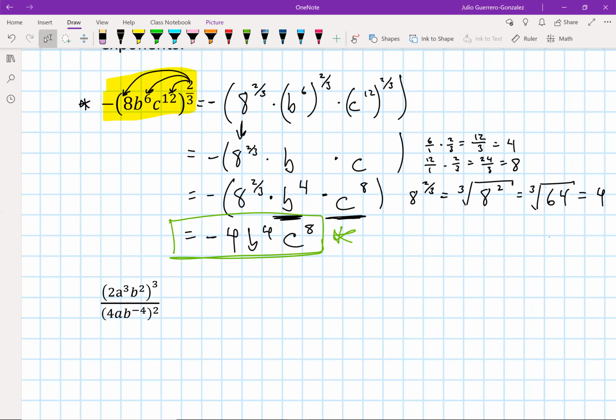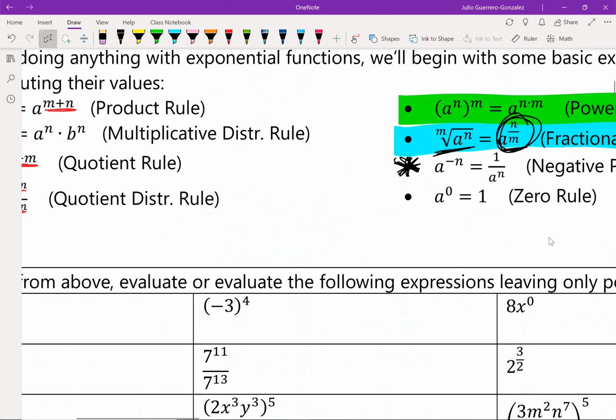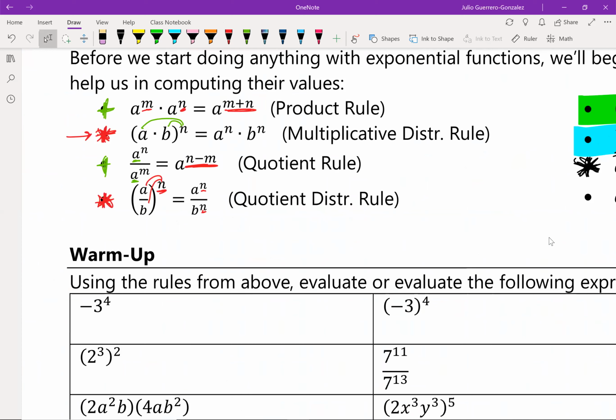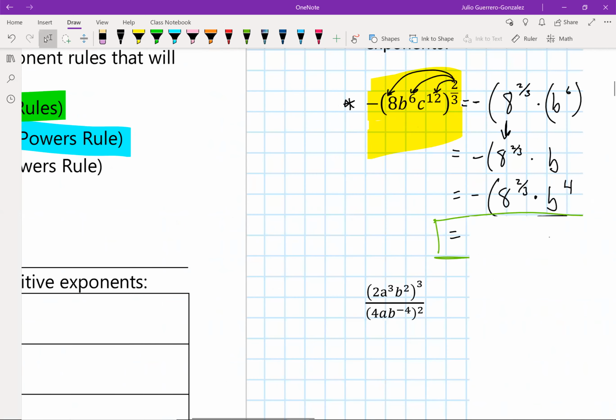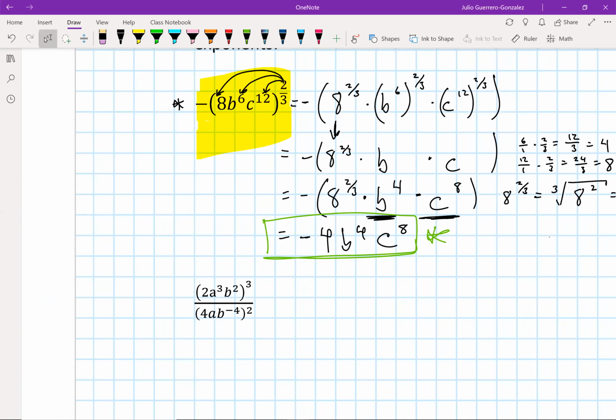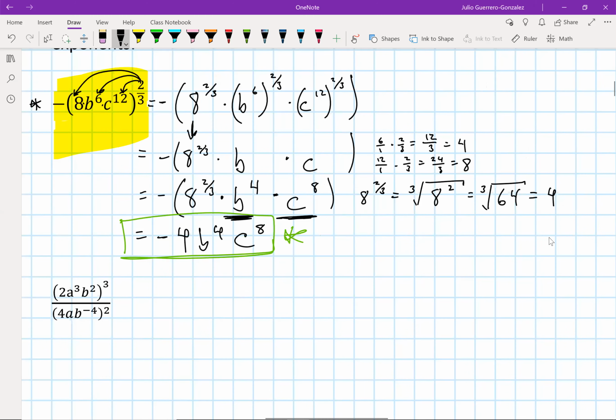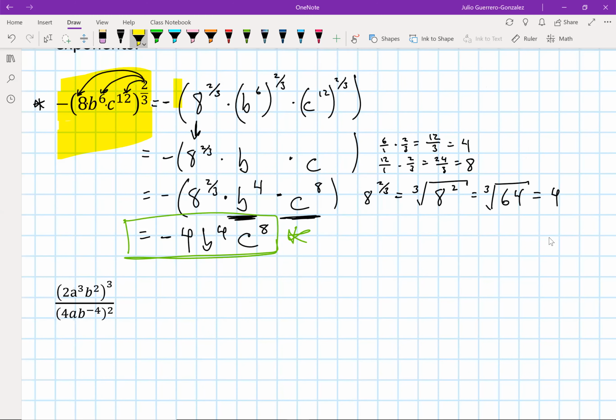Perfect. Cool. Okay. So from the very beginning, from right here, we get to use the distributive multiplicative rule. It's this one. It's an exponent to a bunch of stuff, right? And they're all multiplications in between. So I can go ahead and distribute that exponent over everything, okay? That gets us to here.